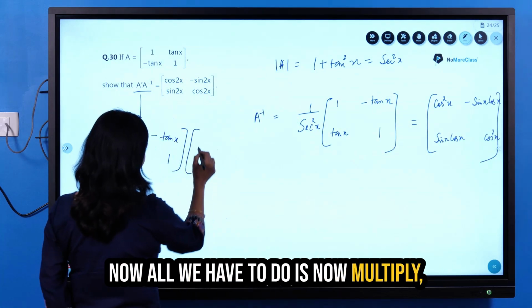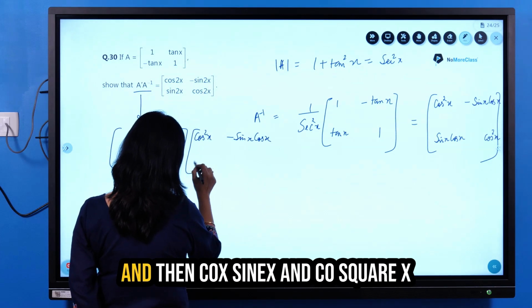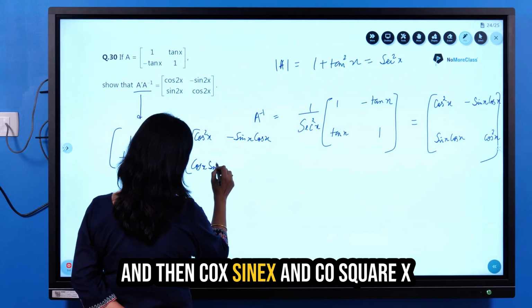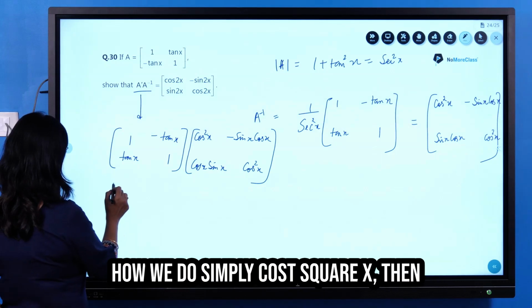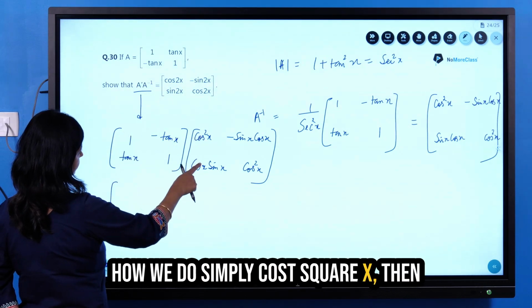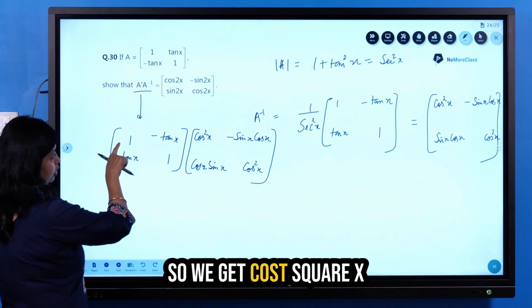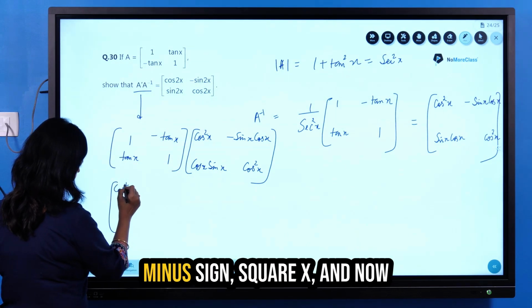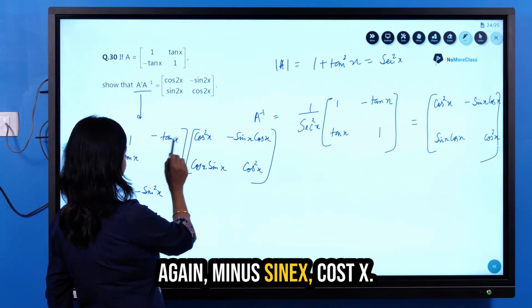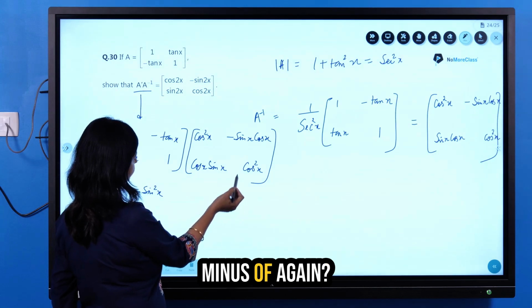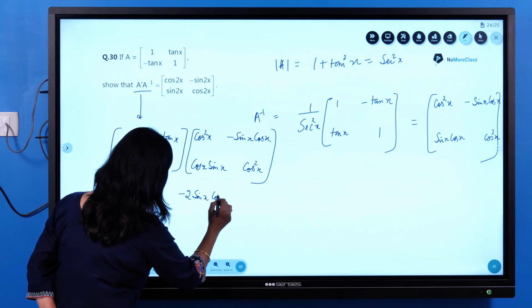All we have to do now is multiply. So cos square x, minus sin x cos x, and then cos x sin x, and cos square x. After that, just do the multiplication. How do we do it? Simply cos square x. Then this is tan, meaning sin by cos, so cos square is gone. So we get cos square x minus sin square x. And now again minus sin x cos x. What is this? Minus, again sin by cos, cos has gone. So minus 2 times sin x cos x.